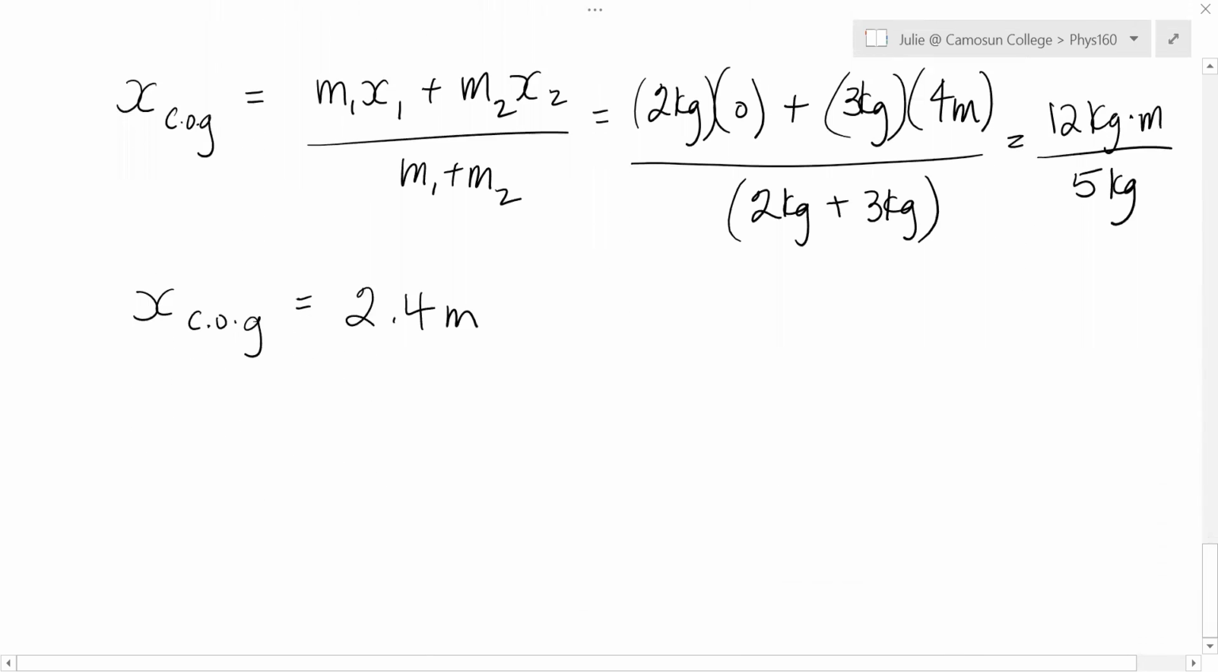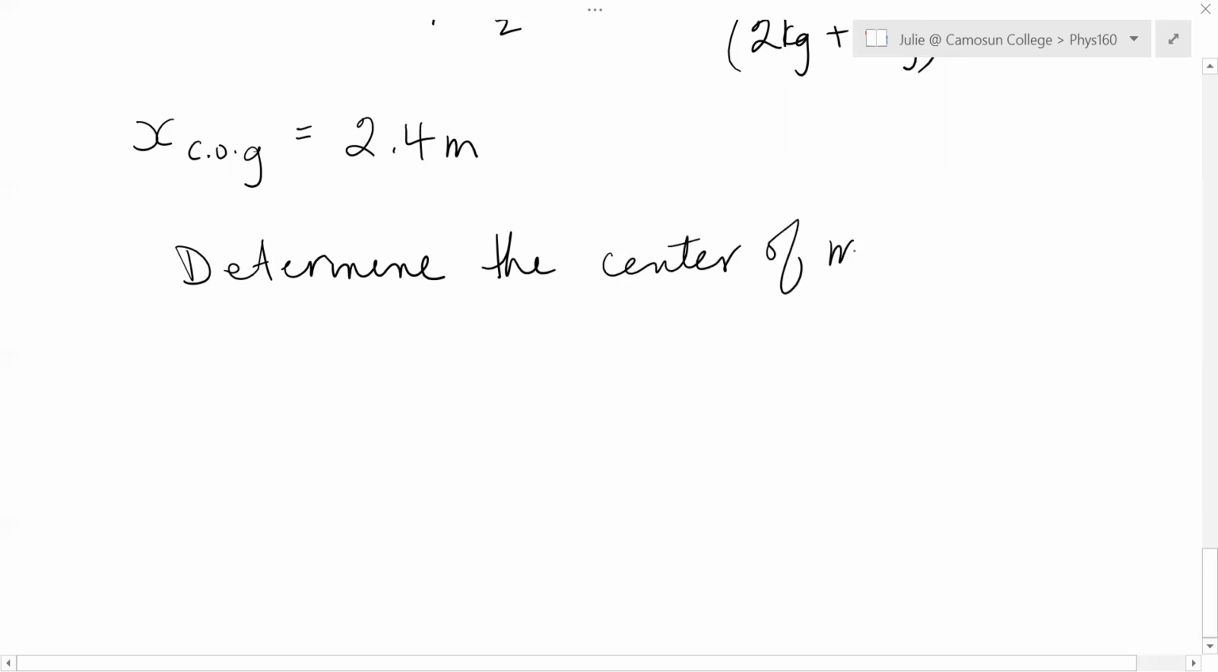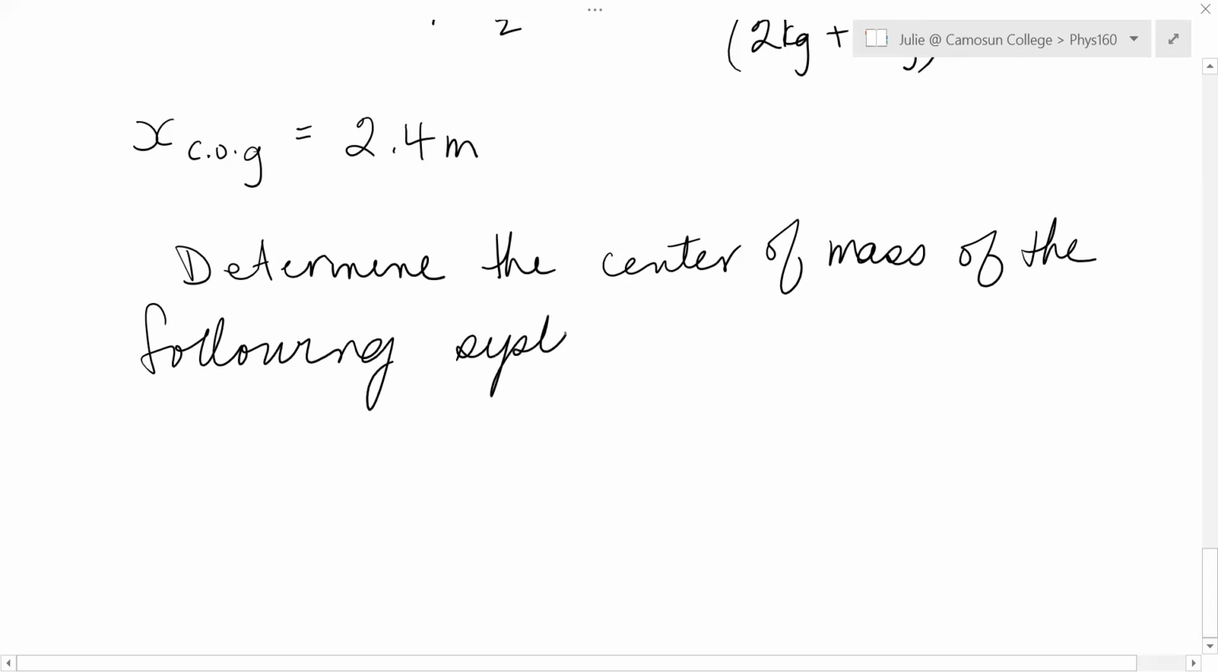Okay, let's do one now where we have x's and y's. Notice how there's nothing actually there. That's just in outer space, that point. That's okay. Okay, so let's now determine the, I'll call it center of mass this time, doesn't matter, center of mass of the following systems.